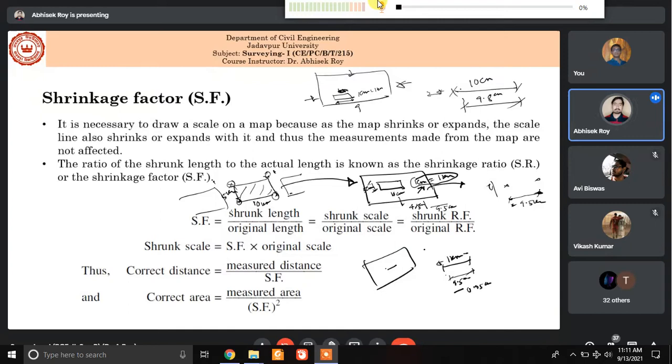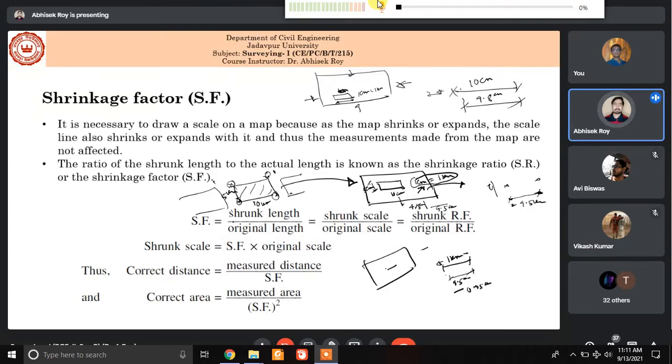When the drawing shrinks, all the lines drawn on it also shrink, right? So right now you will say that 0.95 represents this much. That means 9.5 centimeter in our drawing is basically representing 10 kilometer. Then you will go to the 10 kilometer. That's why it is very important to draw a scale on your drawing. Is it clear? Okay. So that's why you have to draw a scale on your drawing also.